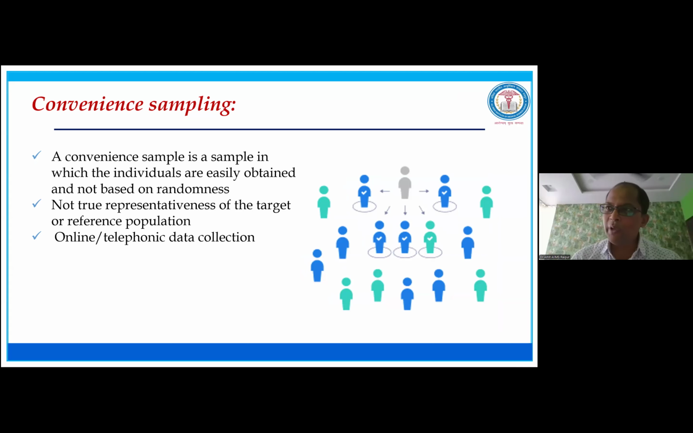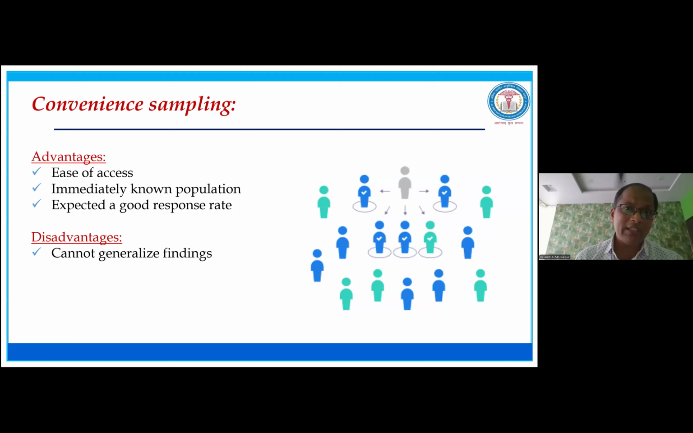For example, if we don't have time or manpower or budget to go to the field to collect data, we can share the questionnaire in email or WhatsApp and we can get the responses. So that is based on our convenience. We are getting the responses. But the problem is it is not representative of the target or reference population because we don't know who all have replied to our questions or emails. So that is convenience sampling.